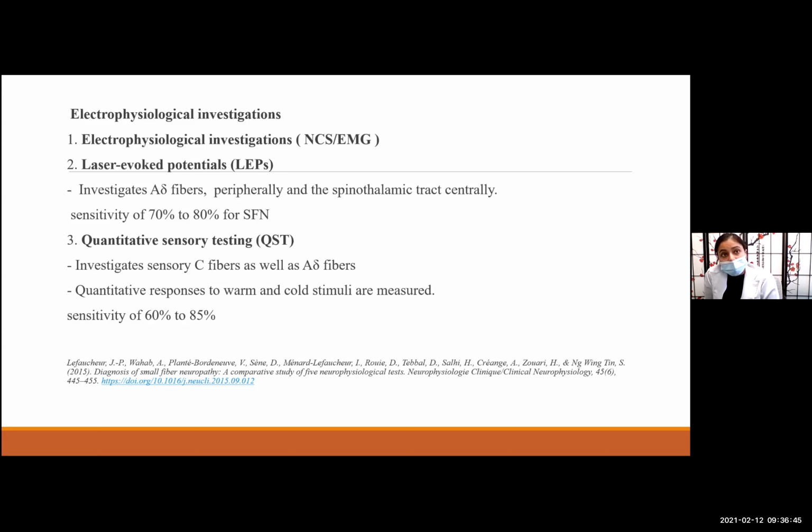And the other thing we could do is quantitative sensory testing. This investigates both A delta and sensory C fibers. It's a very subjective test. It just applies a cold temperature or warm temperatures to certain areas of the skin, and the patient would actually say how hot or how cold it is. So that's why the sensitivity is very wide, 60 to 85%, and it may not be very reproducible.